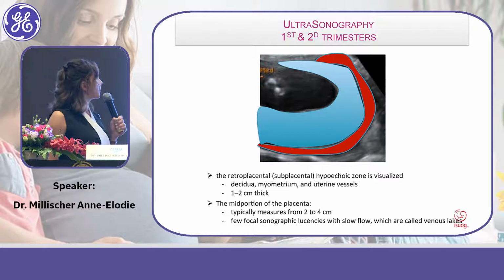A normal thickness of the placenta is around 2 centimeters.